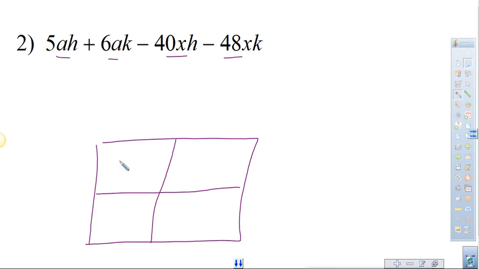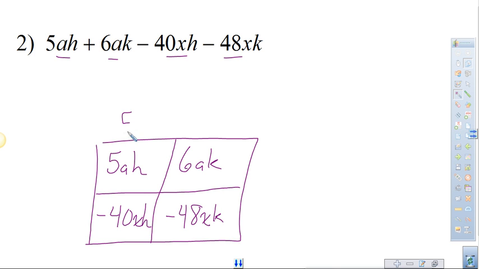This first one is 5AH. Notice that this one also has an A and this one also has an H, but this one is totally different, and they should be written for you in order for the most part. Maybe I'll show you guys what one looks like as a warm-up that isn't. Doesn't matter which one of these goes into which one of these. We've got 6AK, and we've got negative 40XH.